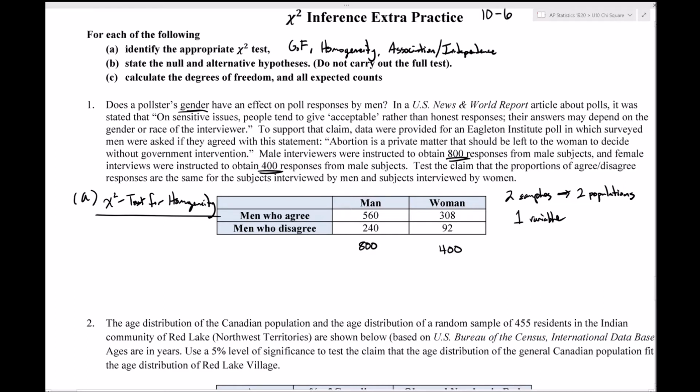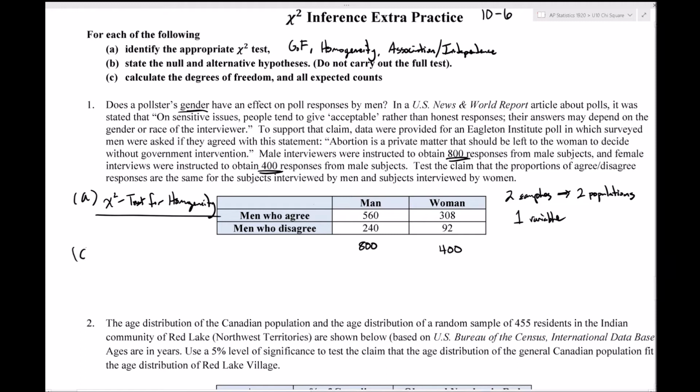In this case, we would state that the distribution of the responses, so whether or not they agree or disagree with the survey statement, is the same for the null hypothesis, whether the interviewer was a man or a woman. So you're talking about one variable and then two different populations. The distribution for men's responses, agree versus disagree with the statement that's given, is the same when they're interviewed by a man and when they're interviewed by a woman. So that's B.